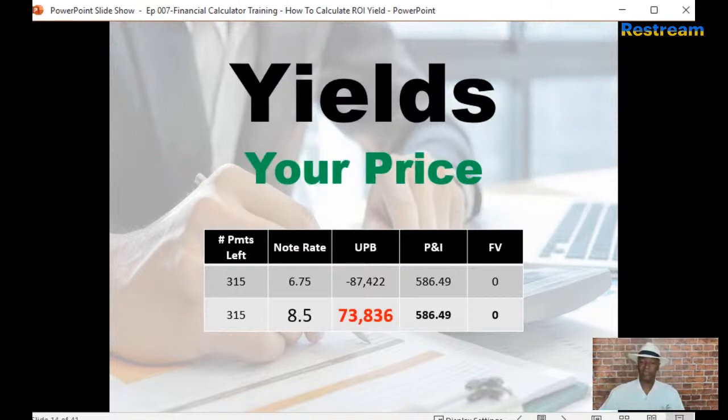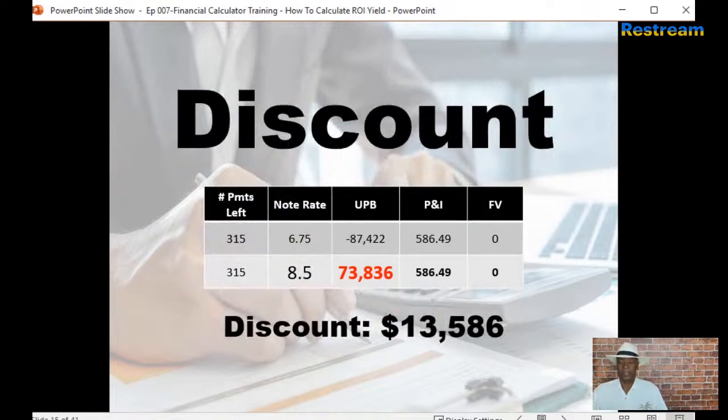You just plug in, you change the 6.75 to 8.5 because that's the rate that we want. That's the yield that we want to earn on our money. And it tells us we should not invest more than $73,836. If we invest $73,836, that amount of money will be yielding 8.5% per year. Okay, and that's what we just calculated there. Pretty cool, pretty easy to do. Okay, and now I know that that's what I want to pay for this note. Okay, that means that I'm going to buy this note at something called a discount, guys. That means I'm paying less than the face value of the note.